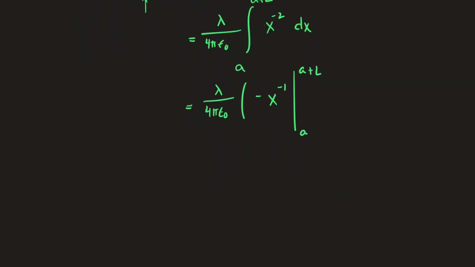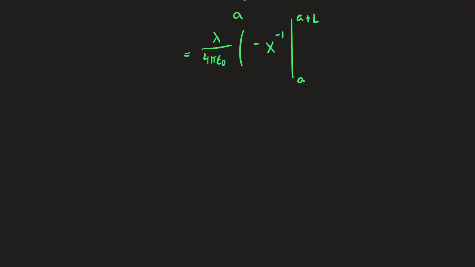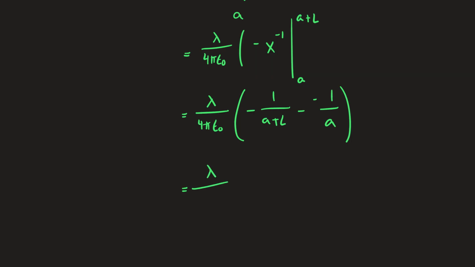Now, evaluating this just means putting in the top boundary and subtracting and putting in the bottom boundary. Does that make sense? So lambda over 4 pi epsilon naught. And inside here I'll have negative 1 over a plus l minus negative 1 over a. There's not a lot left to do. I'd probably rewrite this as 1 over a minus 1 over a plus l.